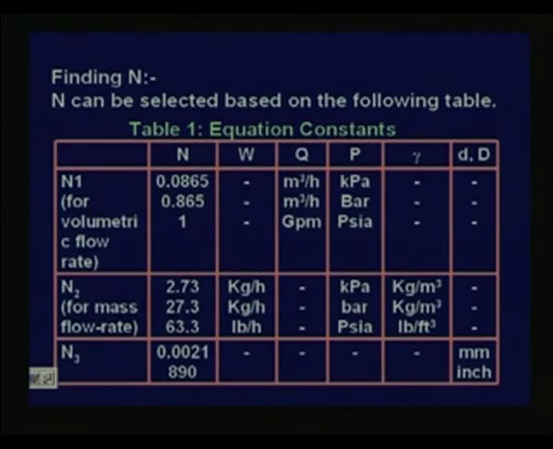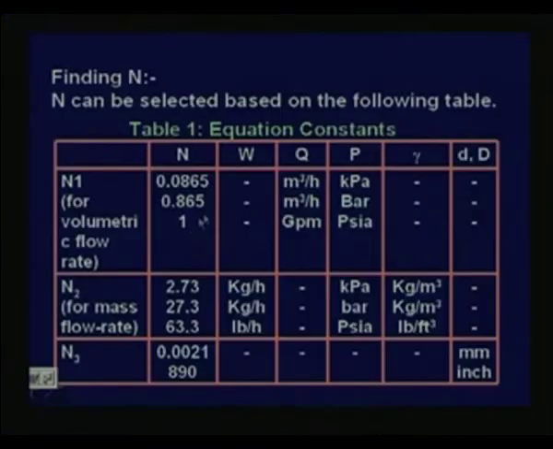For volumetric flow, different values of N are there. As I said, it is a correction factor. If Q is in meter cube per hour and pressure is in kilopascal, N will be 0.865. If it is meter cube per hour and pressure is in bar, it is 0.86. That is unit conversion, nothing else. It is 1 if the volumetric flow Q is in gallons per minute and pressure is in PSI absolute, pounds per square inch.